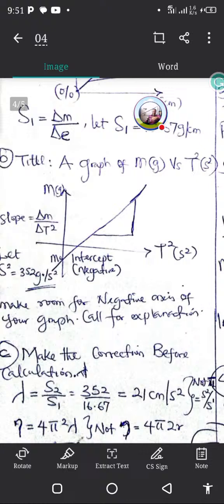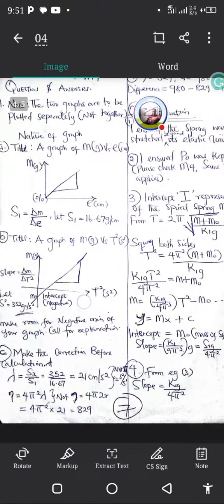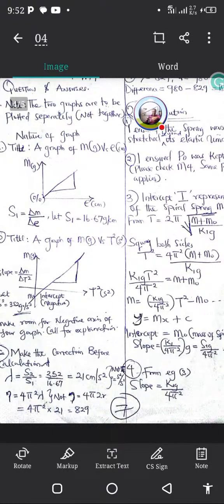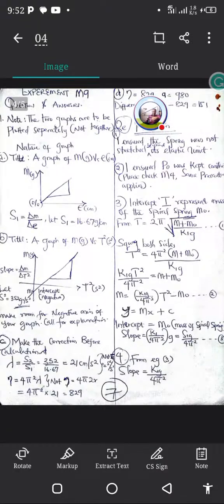If you do that, you are going to get 21 centimeters per second square. Then when you put that into your lambda, into your n, you get 4 pi square lambda, not 4 pi 2r as they stated earlier. I've already made those corrections earlier. So if you check upstairs, if you multiply 4 pi square by 21, when you check down here, 4 pi square times 21, you get 829. Down the page there, 829.